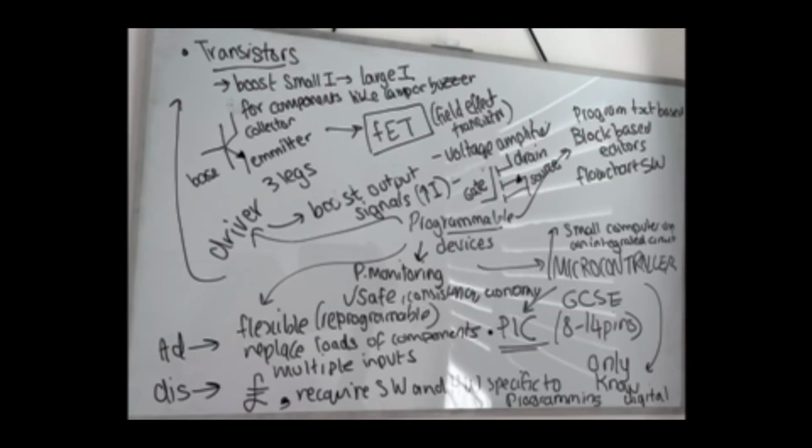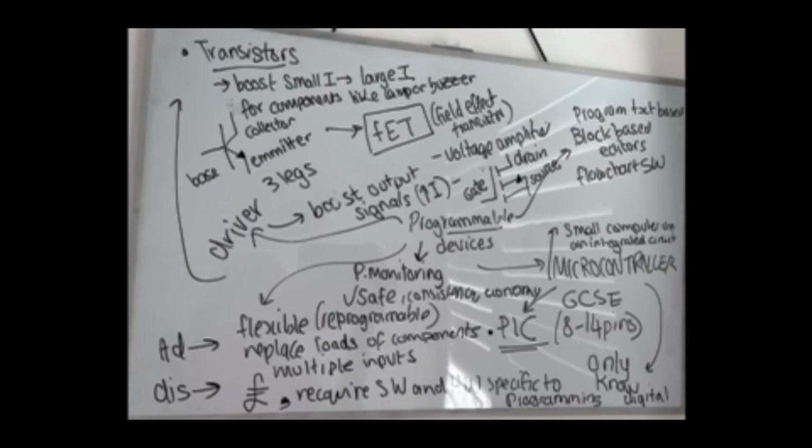The first example of a driver is a transistor. Now this boosts small current to medium current for components like lamps or buzzers. Transistors are 3-legged, so they have 3 terminals. You have the base, the collector, and the emitter. Now you also have field effect transistors. These boost the voltage. It's a voltage amplifier. And it's also three-legged, but with different terminals. So you've got the gate, the drain, and the source.